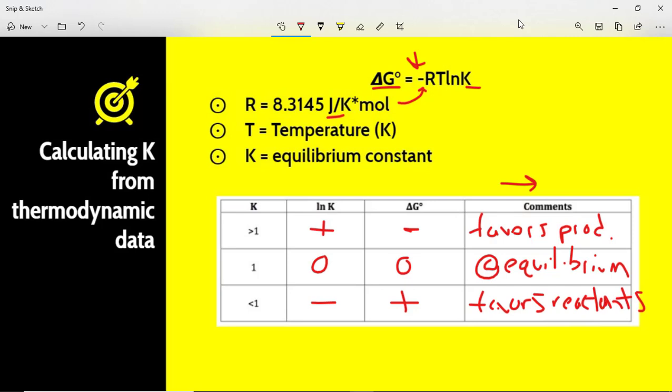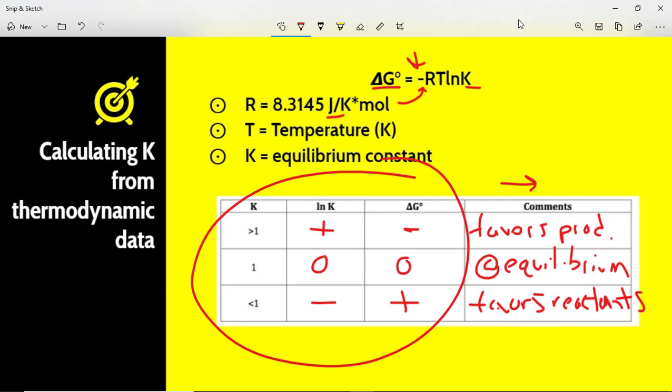So I can't even get any writing on here. So do keep these things in mind in terms of whether it's favoring reactants or products. It's easy to determine delta G based on the sign of K. All right, let's do a practice problem.